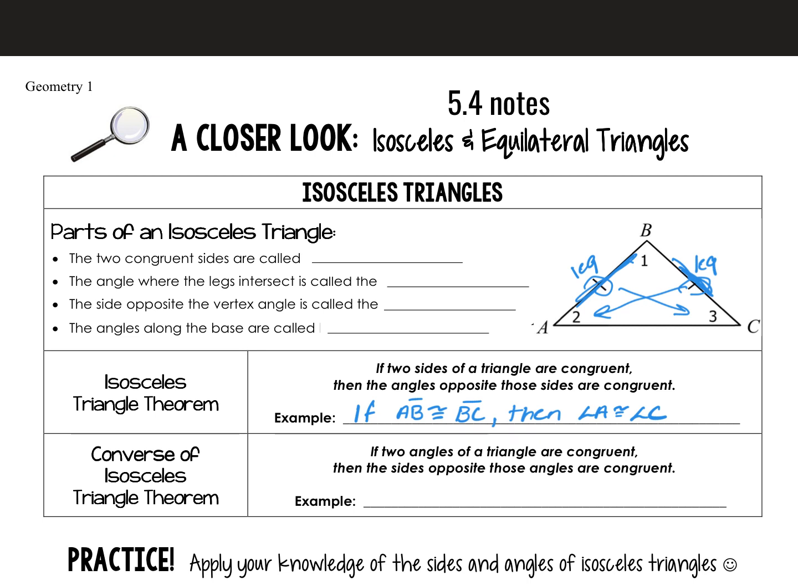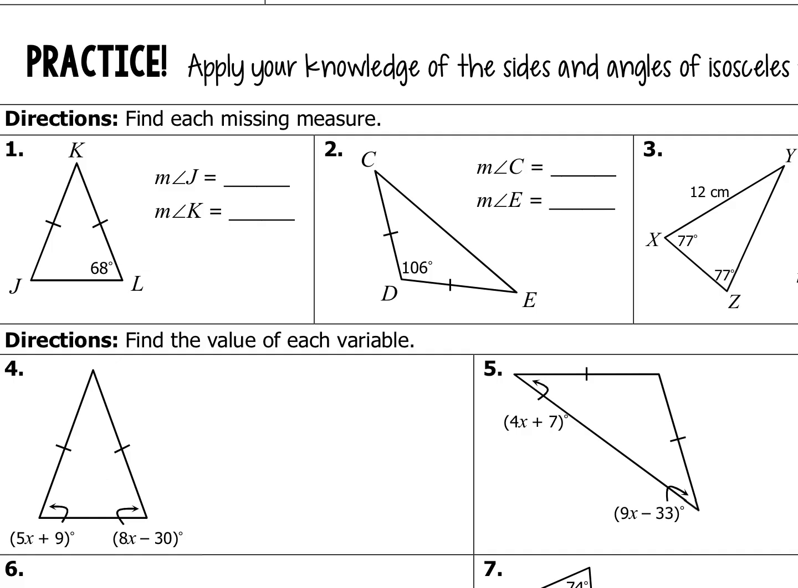The opposite of that, or the converse of that, is going to say the opposite. So if the two base angles are congruent, so now we're saying if A and C are congruent, then the sides opposite them are congruent. So in other words, if angle A is congruent to angle C, then the sides or the legs would also have to be congruent. So it works both ways. So if the legs are congruent, the angles are. If the base angles are congruent, the legs are. So we can use that when we're solving problems.